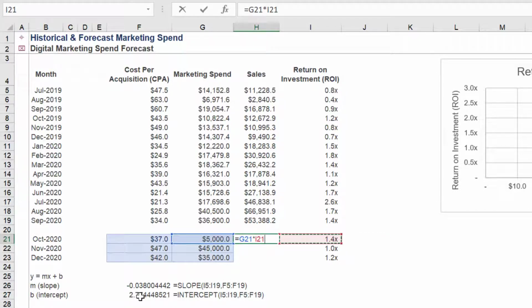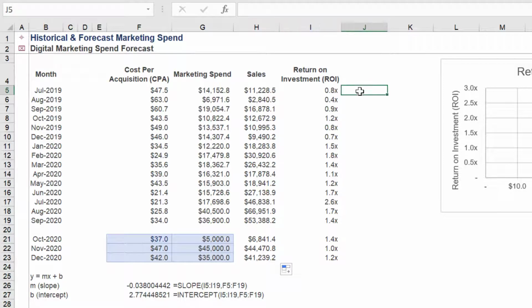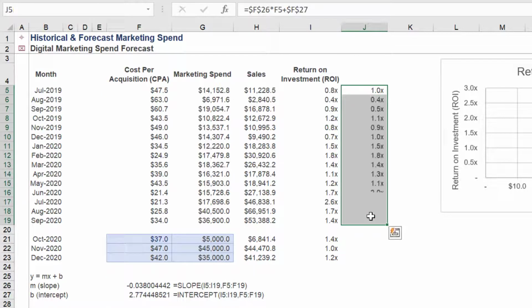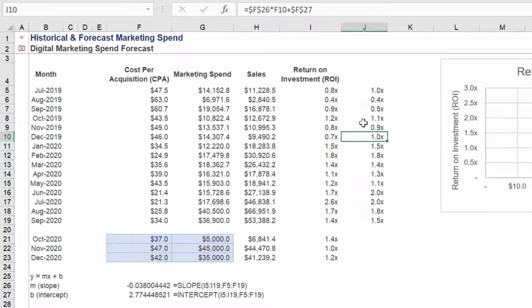Thanks to the forecast ROI by month, we can derive the monthly sales, which is the projected marketing spend times the ROI. Finally, let's apply this ROI formula on our historical dataset, remembering this will always be an approximate estimate of ROI relative to our CPA or x-axis dataset.